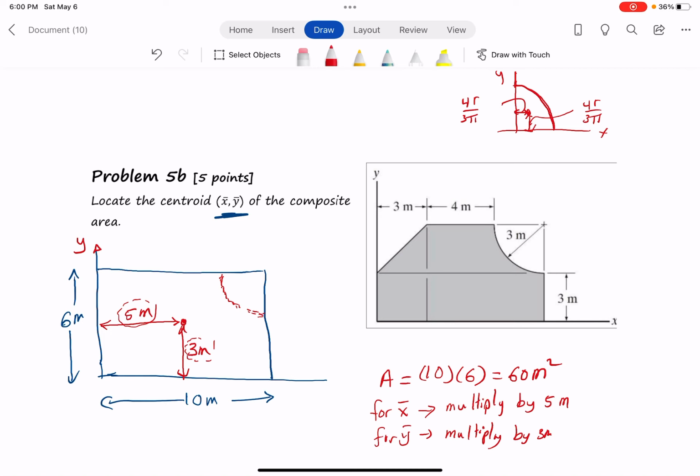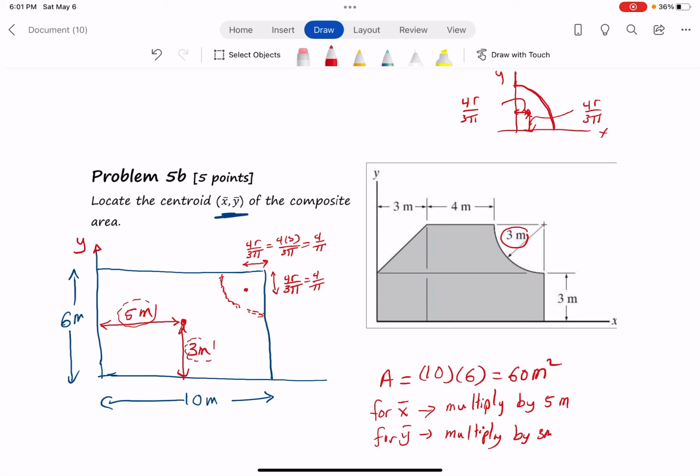Let's do the rest of the calculation. Okay. So if this is 1/4 of a circle, the centroid is going to be here. So you could notice this is going to be 4r over 3 pi, and this is going to be 4r over 3 pi. Well, you know the radius is 3 meters. So it is 4 times 3 over 3 pi, which means it is 4 over pi. So it is 4 over pi this distance, and it's the same thing here, 4 over pi this distance.